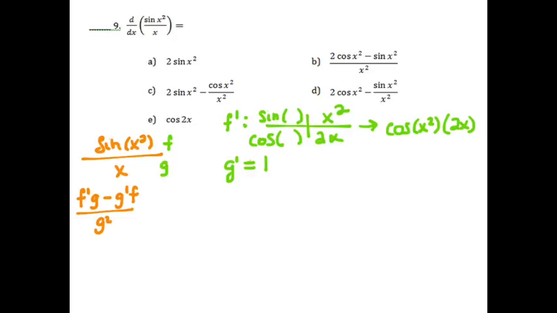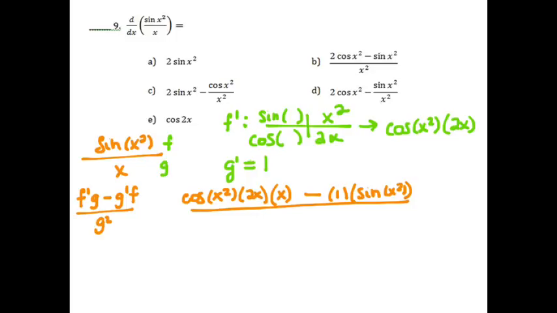So my f prime is cosine of x squared times 2x times g, which is x, minus g prime, which is 1, times f, which is sine of x squared. And of course this is all over g squared.